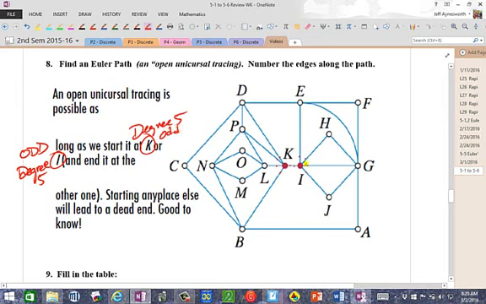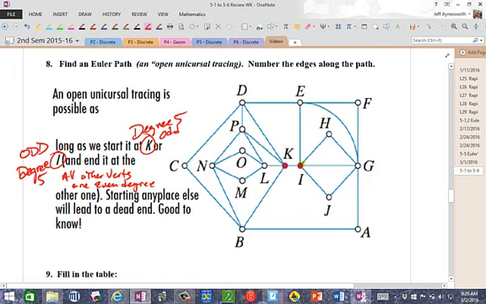1, 2, 3, 4. So D is degree 4. E is degree 4. F is degree 2. 1, 2, 3, 4, 5, 6. This is degree 6. So everywhere else is an even degree. All other vertices are even degree. And because of that, we have to either start at K and end at I, or start at I and end at K.